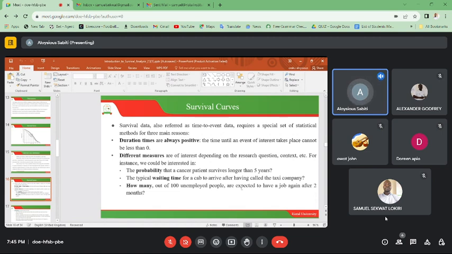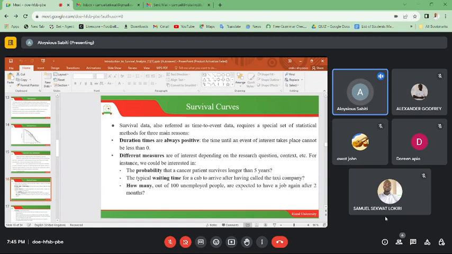Survival data is also referred to as time to event data, and it requires a specific set of statistical methods for three main reasons. You do not just arrive at survival data using guesswork or estimations, so there are specific statistical methods that you have to use in order to calculate survival data. We are saying it requires these methods because of three main reasons.